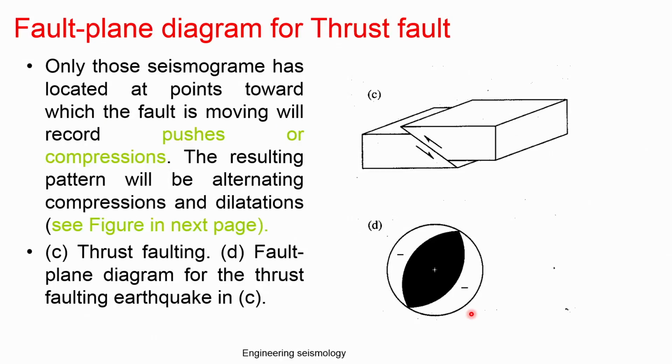Now the fault plane diagram for the thrust fault. Here the seismogram is located at a point where the motion will record push and compression, and the faulting pattern will alternately express as compression and dilatation. The middle portion will have the compression portion, and outside you will have the dilatation portion. This kind of fault plane solution is given in C, and the respective beach ball diagram is given in D.